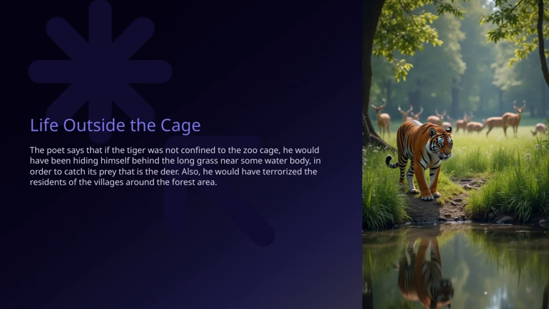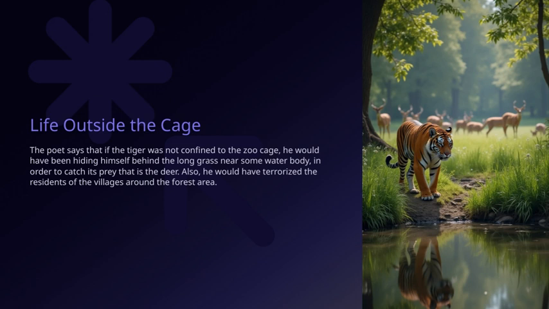He suggests that the tiger wouldn't be confined to a zoo enclosure, but would be hiding behind tall grass near water bodies, patiently waiting to catch its prey, which in this case is the deer. This highlights the natural instincts of the tiger, emphasizing how it's built for a life of hunting and survival in the wild. The poet also mentions that if the tiger were free, it would have been a source of terror for the villagers living near the forest.